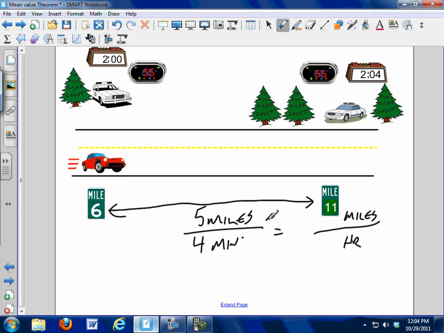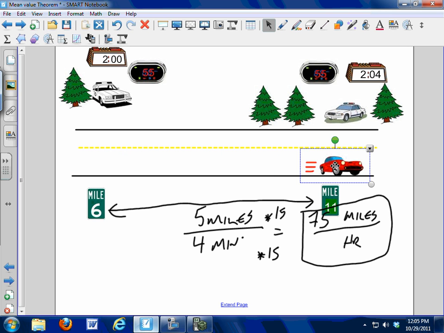So if I multiply this by 15 and this by 15, I get the number of miles per 60 minutes, which is like miles per hour. 5 times 15 is 75 miles per hour. Okay? So what the officers told him was that your average speed was 75 miles per hour during this time when we weren't seeing you. As you were cruising along down the road, your average speed was 75 miles an hour.